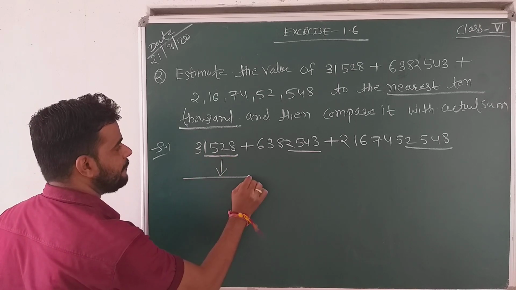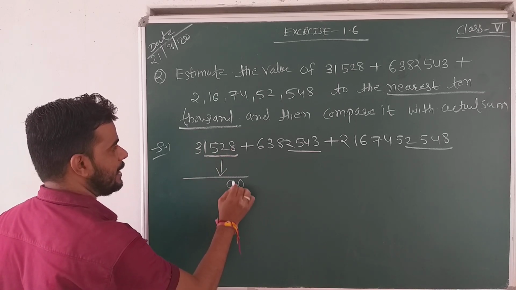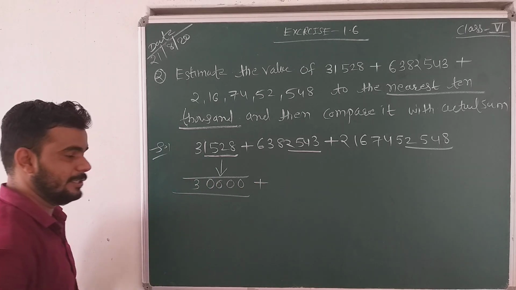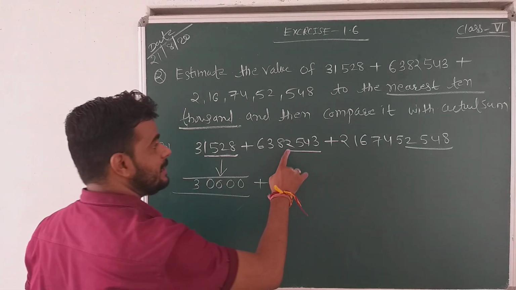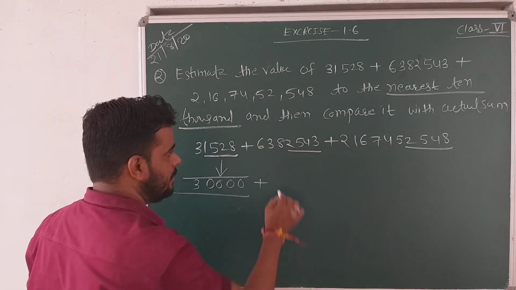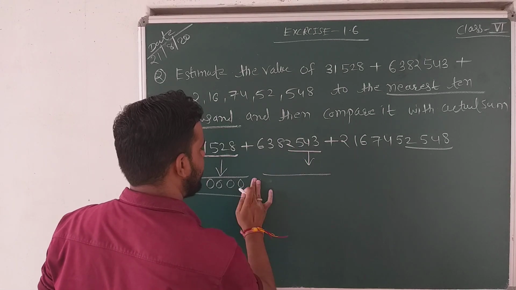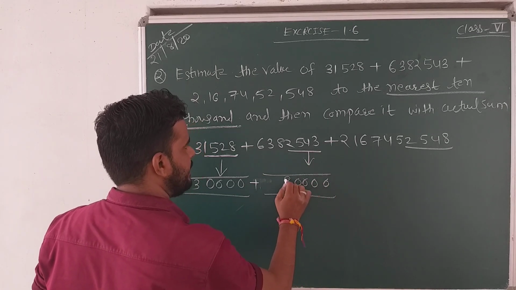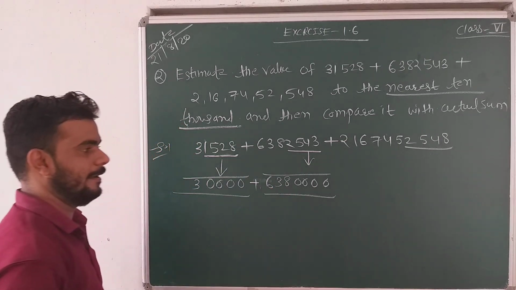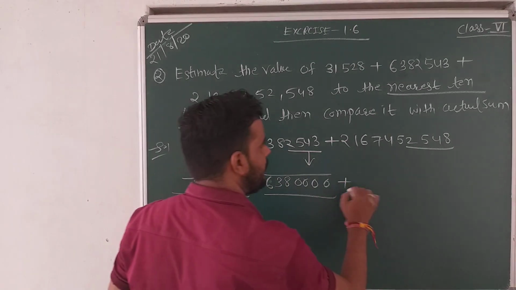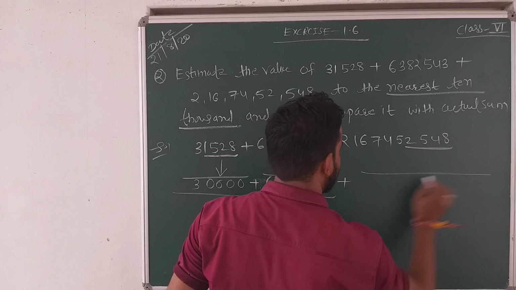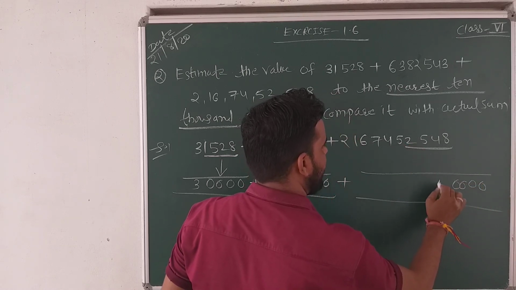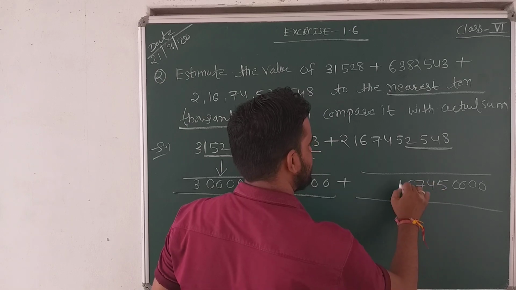1528 is less than 5000. So instead of 1528 directly 0 0 0 0. So there is no change. Answer is 30000. Okay. The last 4 digits 2543 is less than 5000. So directly instead of that 0 0 0 0, and 6 3 8 as it is. The last 4 digits again, 5258, is less than 5000. So 0 0 0 0, and the rest 2 1 6 7 4 as it is.